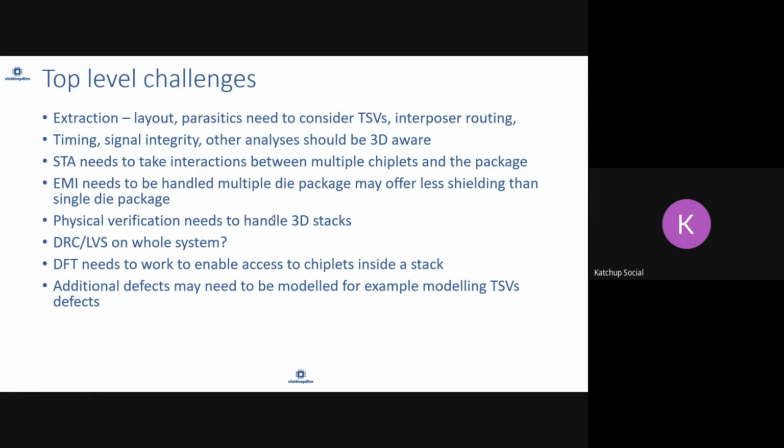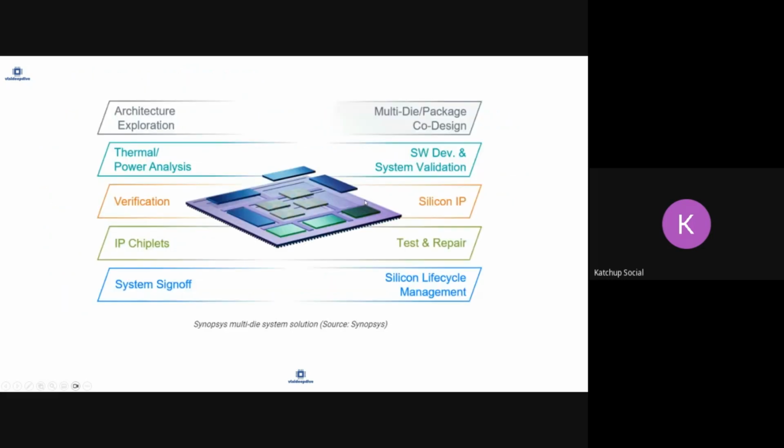What about DRC and LVS on this whole system? What about DFT on this whole system, where each of the chiplet pin limits becomes a bottleneck as well? And for example, maybe for TSV, there are additional defects that also need to be modeled. So all these challenges do exist. Some of these are evolving, some of these have been solved, but these are the challenges which come in terms of overall flow and methodology because of these 3D and 2.5D IC.